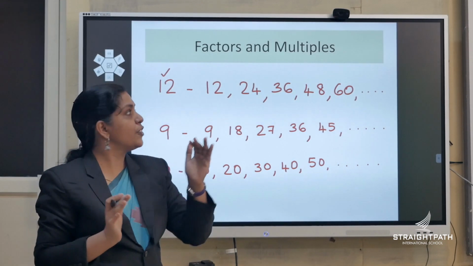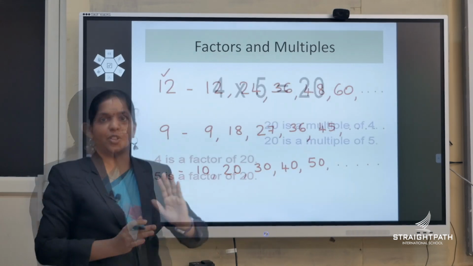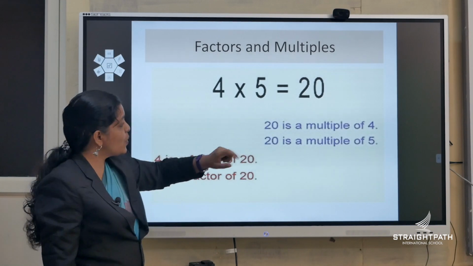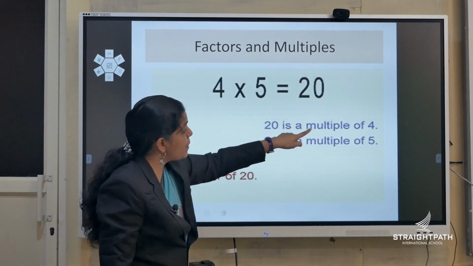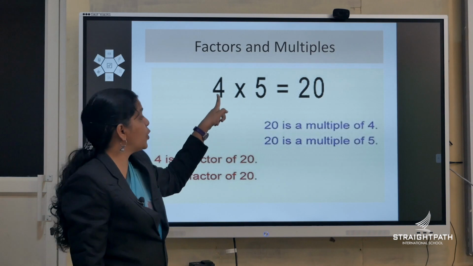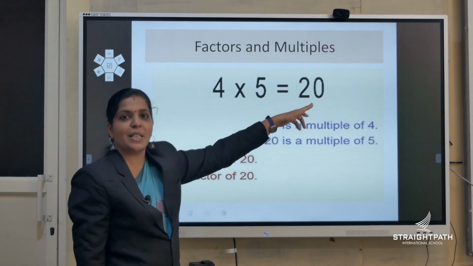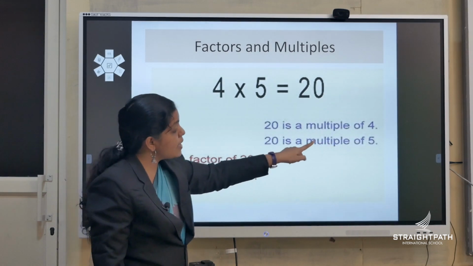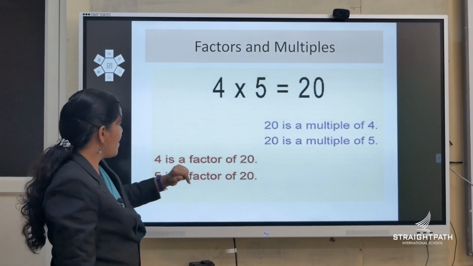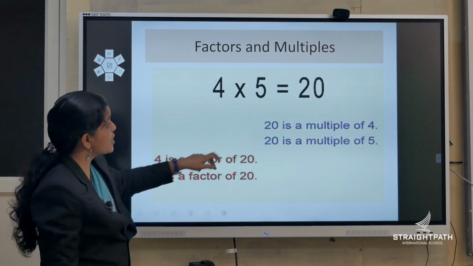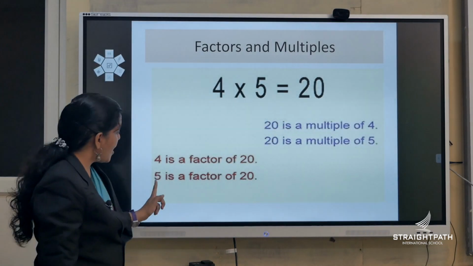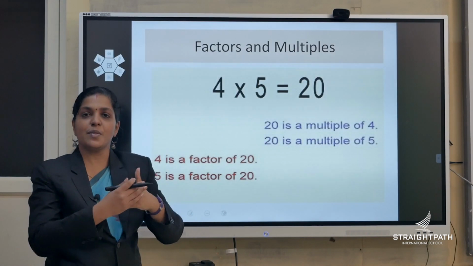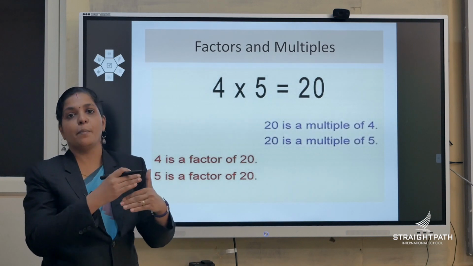Hope the idea of factors and multiples is clear for you. Now, see here, 4 into 5 is equal to 20. So what can you say? 20 is a multiple of 4. I have told you 4 into any number becomes a multiple. So 20 is a multiple of 4. Also, 20 is a multiple of 5. In the same way you can say 4 is a factor of 20 and 5 is a factor of 20. Hope you have understood the relation between factors and multiples.